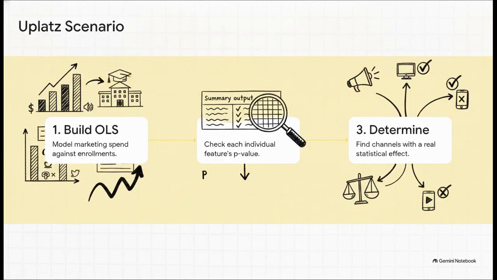So the crucial point is how hypothesis testing in Statsmodels rigorously solves this exact Uplatz dilemma without any guessing. You'd use Statsmodels' OLS regression to model the relationship between your various marketing spend variables and your resulting enrollment numbers. Then you pull up that detailed .summary output we talked about earlier. By examining each individual marketing channel's p-value, you can statistically determine which channels have a real measurable effect on enrollments, as opposed to just appearing to have an effect purely due to random chance.